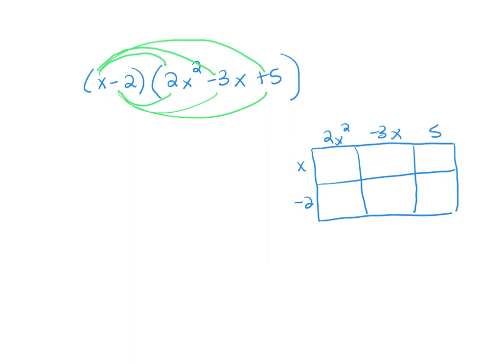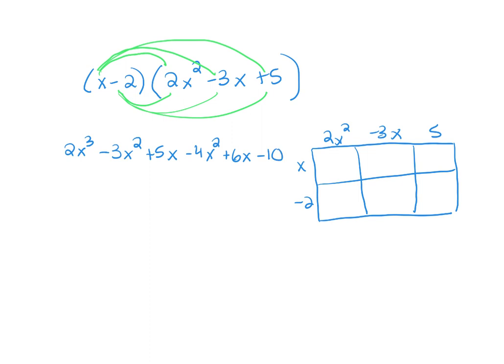So let's first do the x. x times 2x squared becomes 2x to the third. x times negative 3x would be minus 3x squared. x times 5 is just 5x. And now multiply everything by negative 2. Negative 2 times 2x squared is negative 4x squared. Negative 2 times negative 3 is positive 6x, and then minus 10.